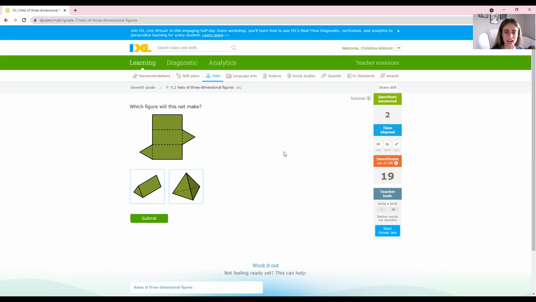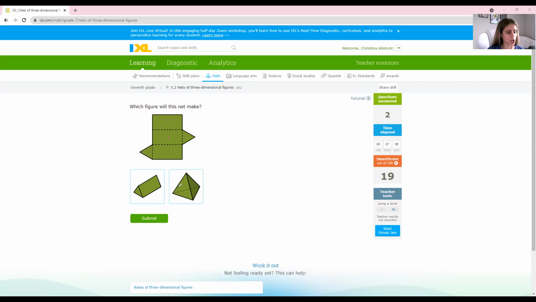Ooh, this one. All right, so this is the opposite. This time they're giving us the net, and we have to pick which three-dimensional shape fits it. All right, I have three rectangles. So looky here. 1, 2, 3 rectangles, and then we have 2 triangles.